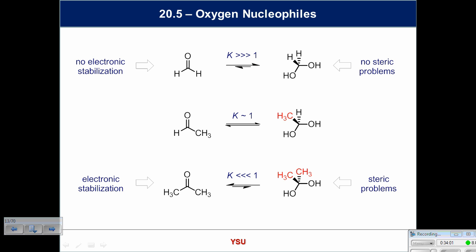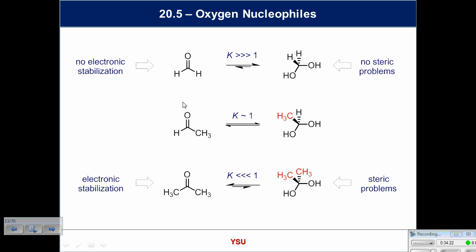Here are some experiments. If you take formaldehyde, as we just did, and you add water to it, it completely converts to the hydrate on the right. That's a fact. In this case, on the other slide, we said 99.9%. On this slide, we go back and say K is huge. The equilibrium constant is very much favored to the right-hand side.